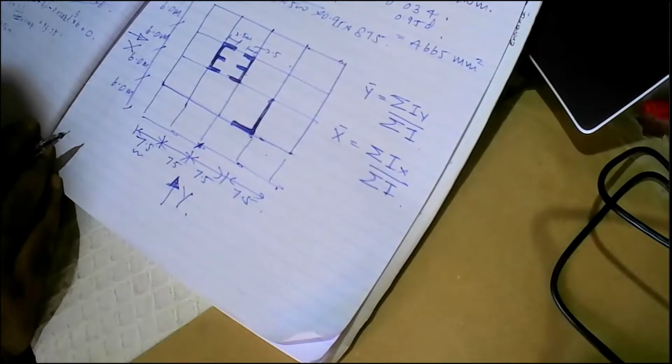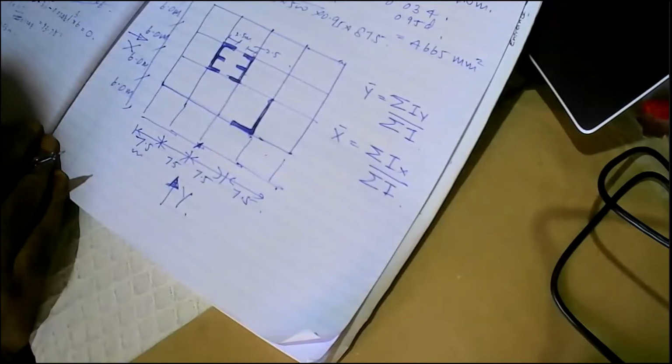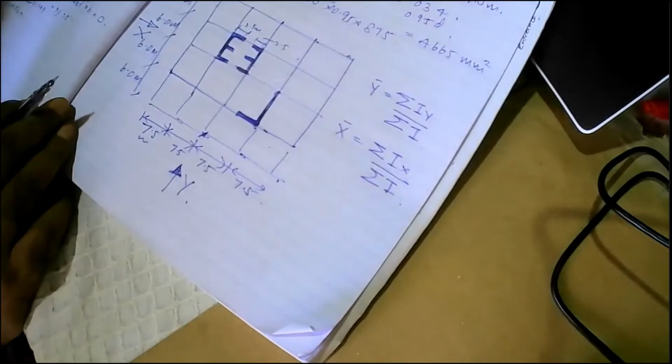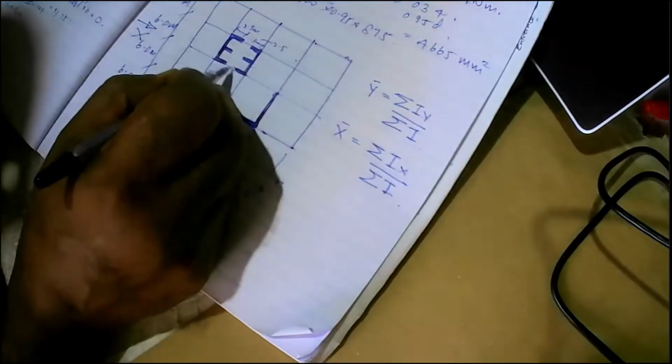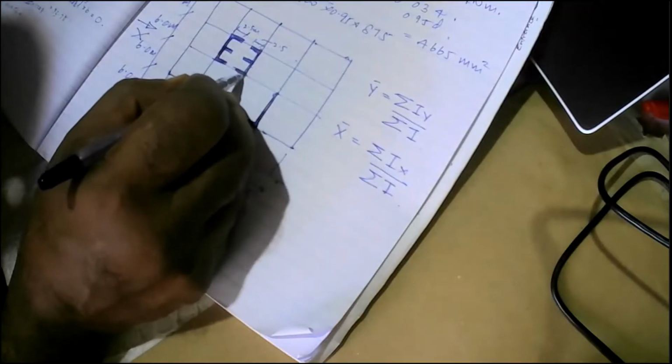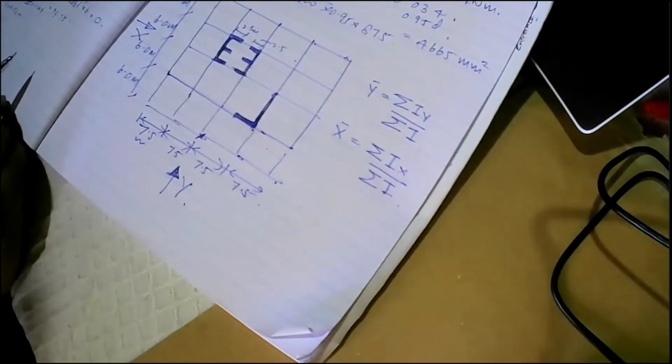So the ideal situation is, if you perform this particular calculation in this direction, then if we can make sure that this y bar, that is the distance to the centroid or distance to the center of rigidity, is again zero, that means the center of rigidity is lying on this particular axis, then we can say the structure is reasonably balanced.